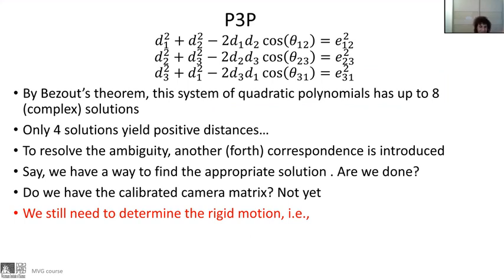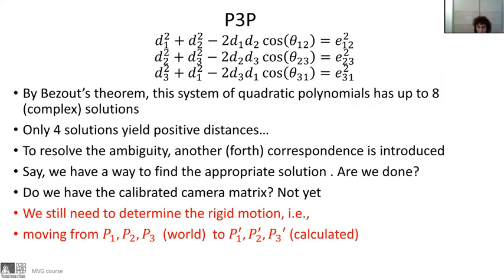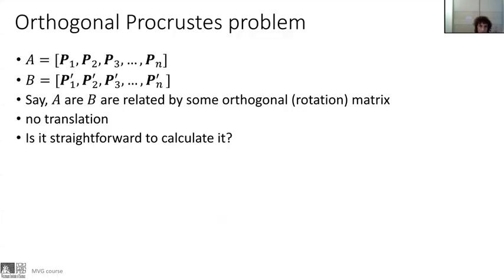Next slide. So we would like to move from the world to P1 prime, P2 prime, P3 prime. Exactly. We have this. In the beginning, we calculated this. What are we going to do with this? Very good question. So we are going to calculate exactly R and T. And for this we are going to use what is called the orthogonal Procrustes problem.